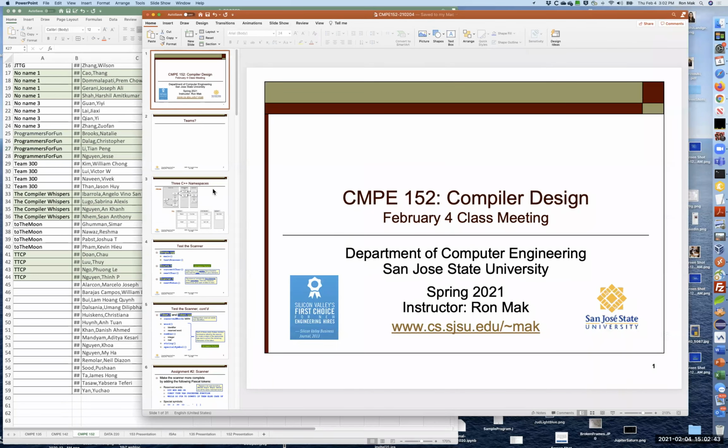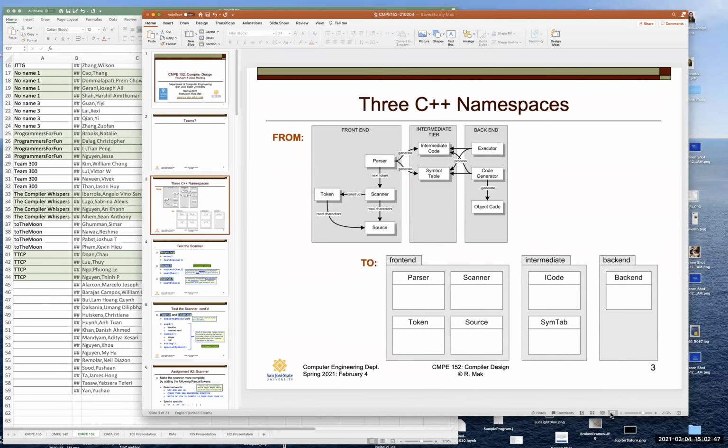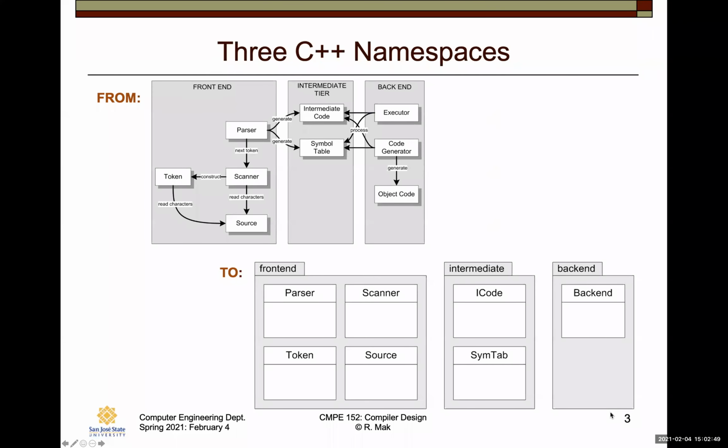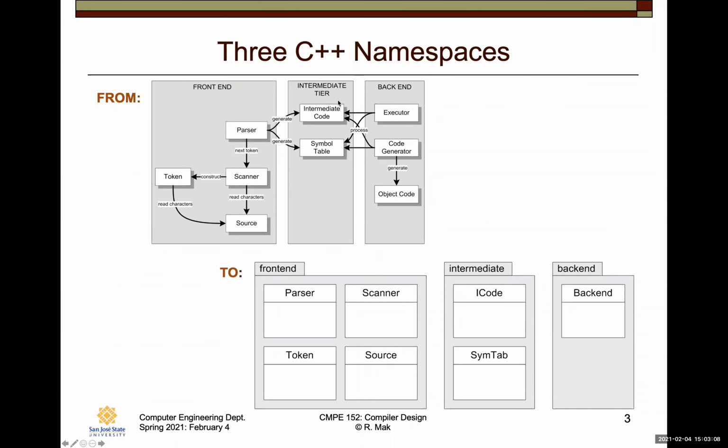Okay. All right, so this is kind of where we left off on Tuesday. I showed you this high-level view of what a compiler is all about. There's the front end, the intermediate tier, and the back end. And I think you know what each of these components are here. I mentioned the intermediate code and the symbol table. We haven't really gotten into those yet.